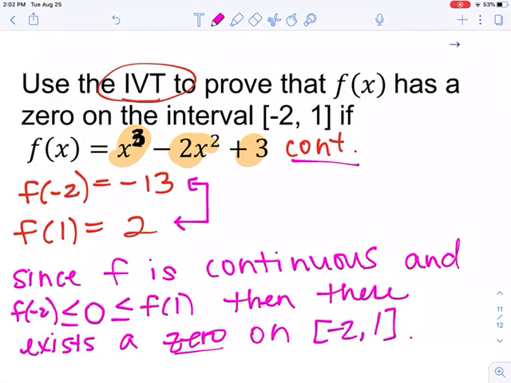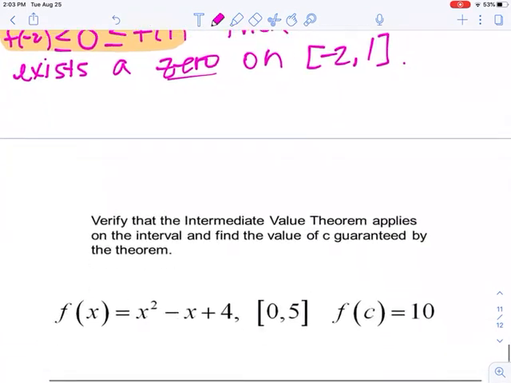Okay, so we have y coordinates on opposite sides of the x-axis, and since we're continuous, the intermediate value theorem tells us we're going to have to hit 0 at some point on that interval. So this is what I've explained right here. Since 0 is a y value in between our two y values, then it's going to happen on our interval.